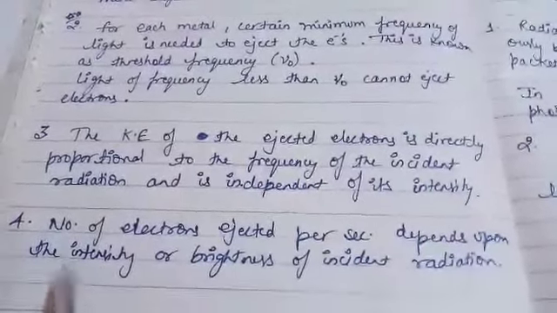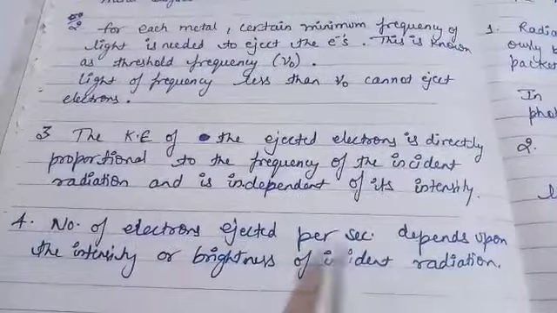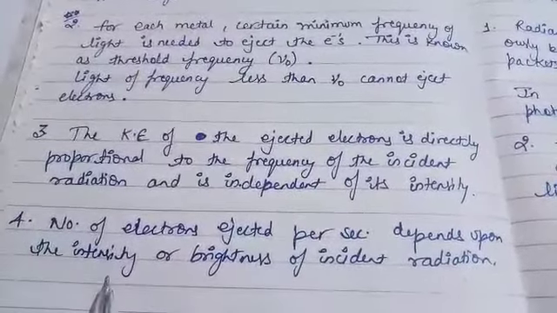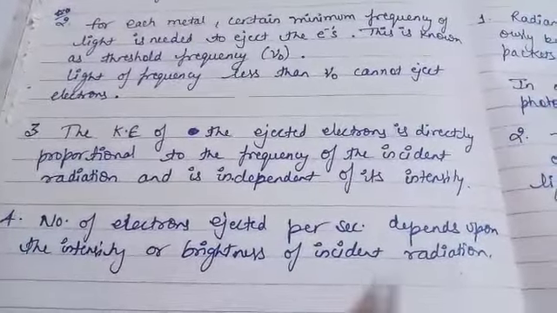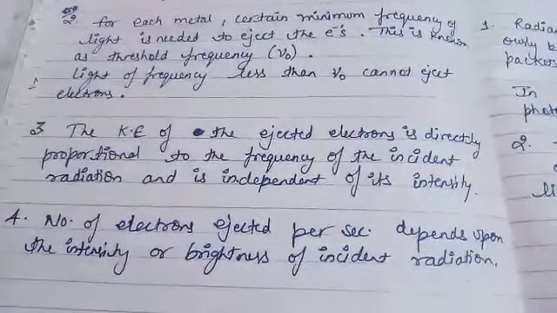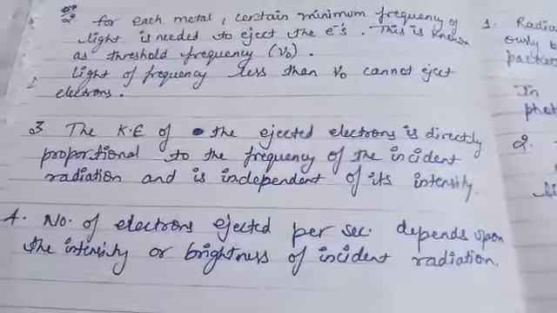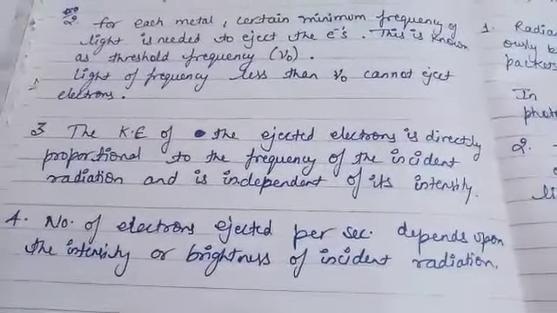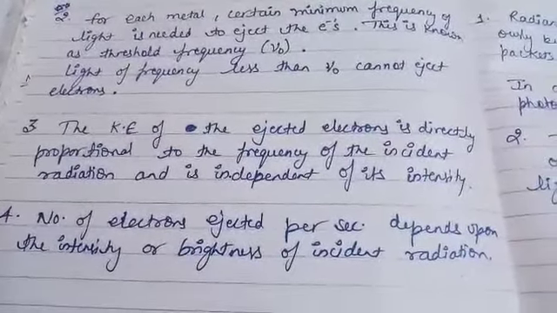Okay, now just see, number of electrons ejected per second depends upon the intensity or brightness of incident radiation. Okay, so all these points are very important. That one is regarding the photoelectric effect. Okay, your main concern is the definition, and these things are required for MCQs.